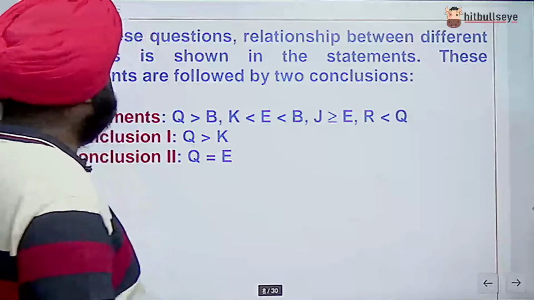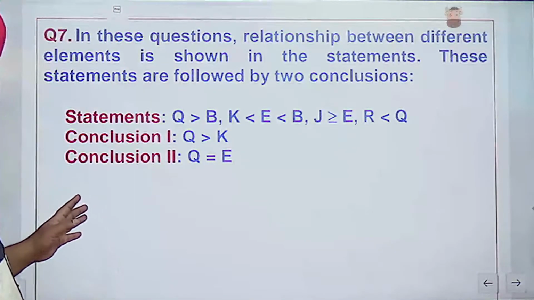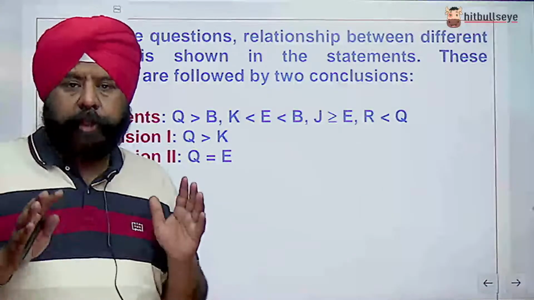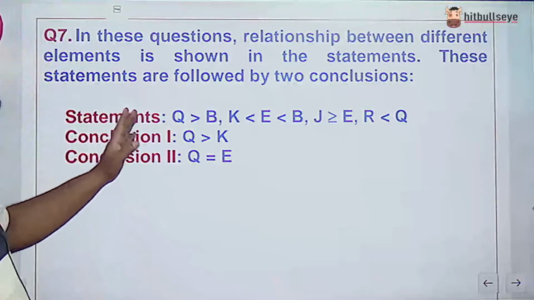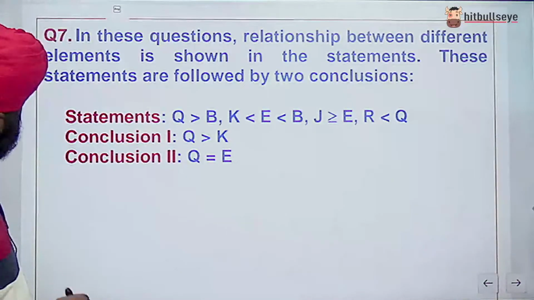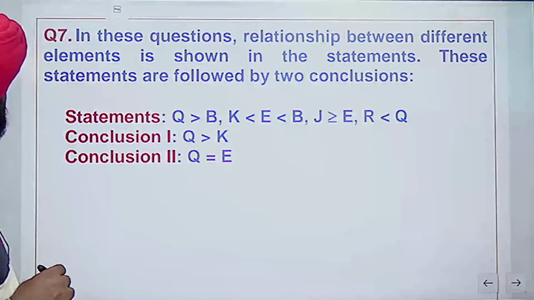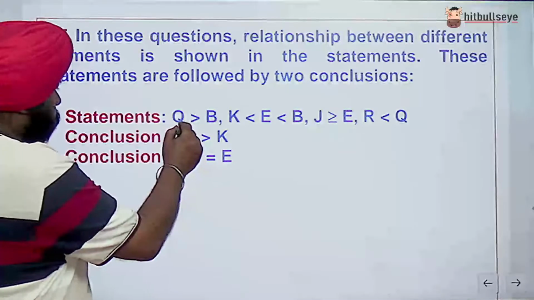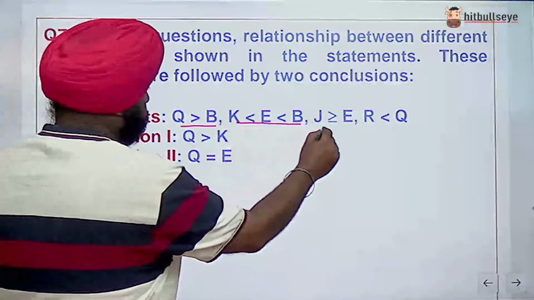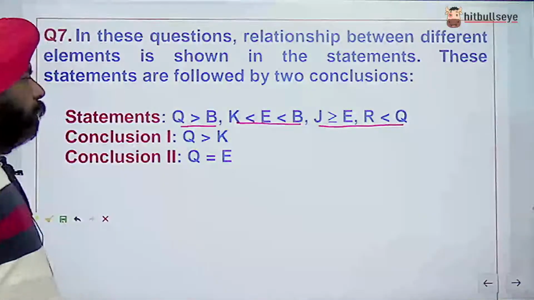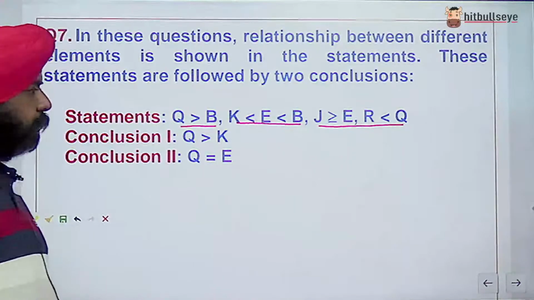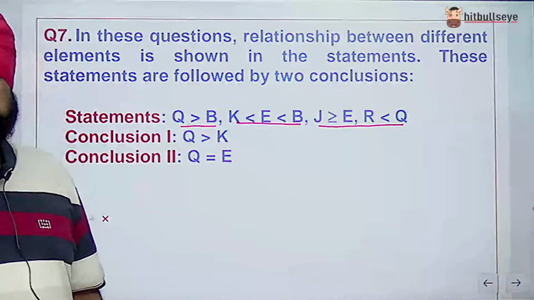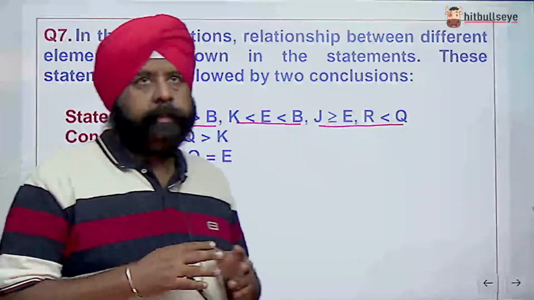So in these questions, relation between different elements is shown in the statement. We say this topic as sim operation, symbols and their operations. These statements are followed by 2 conclusions. By using these 3 statements, this statement, this statement and this statement, you have to find the relation that is valid among the given 2 conclusions. Yes guys, just take your time and give it a try. Yes, I am waiting for your replies.